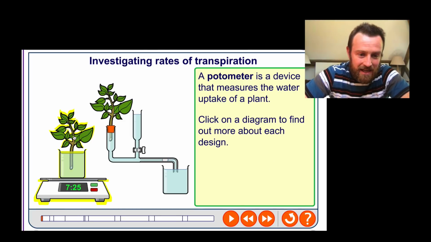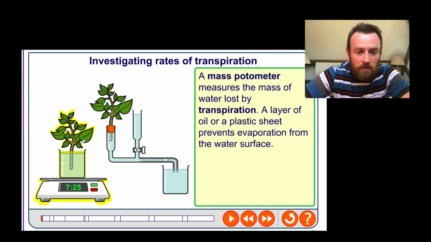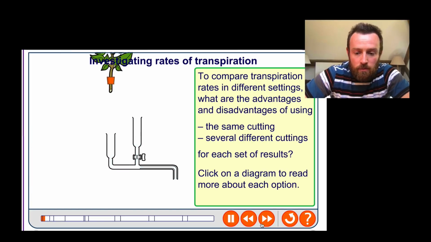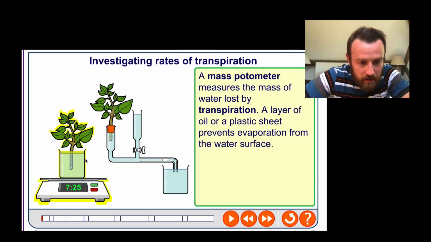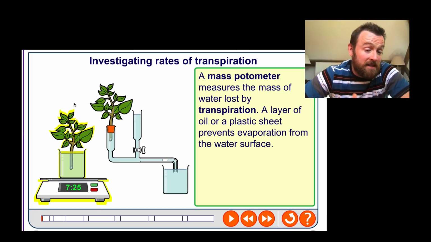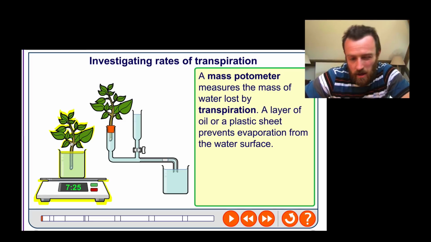We're not going to talk about it in detail, but this mass potometer basically works by measuring the mass of water lost. Now here, there's a layer of oil across the top of this beaker. There's water below. And basically, as water moves up the xylem and out the leaves, the mass is going to go down. Now, the water can't evaporate through the oil layer, which is essential if your results are going to be valid. So we just measure the mass lost over time.